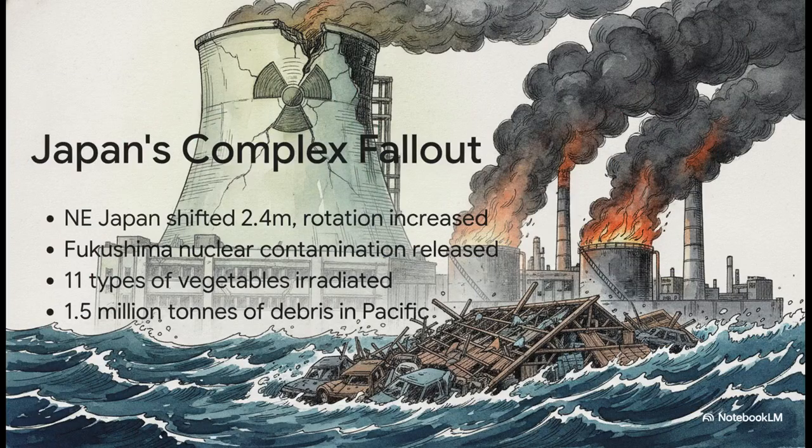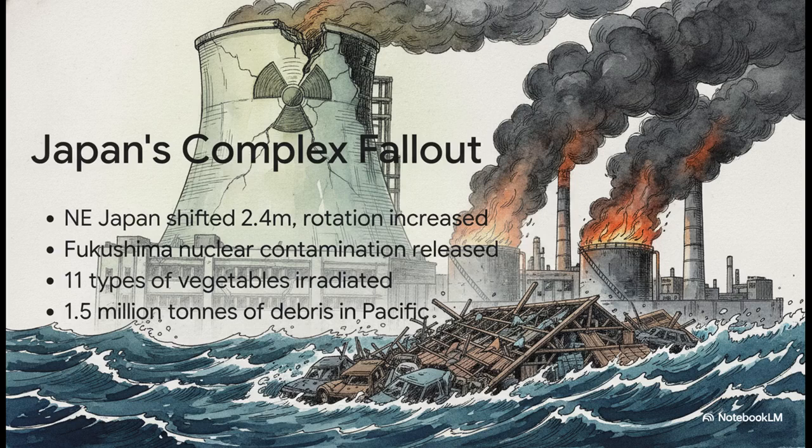Let's dig into Japan's unprecedented environmental shocks. The sheer tectonic force here was literally off the charts. Northeastern Japan actually physically shifted by 2.4 meters. Think about that. The Earth's rotation even increased by 1.8 microseconds. But here's the really crucial part. Notice how Japan's highly advanced infrastructure paradoxically caused these super complex secondary hazards.